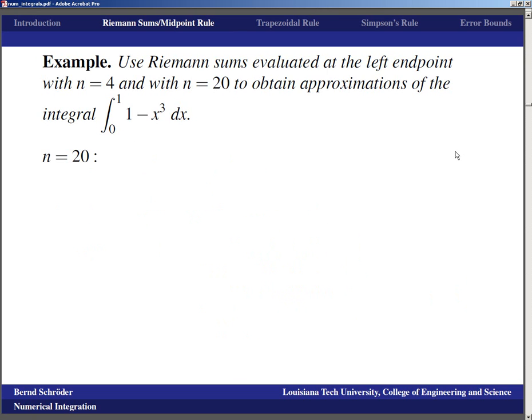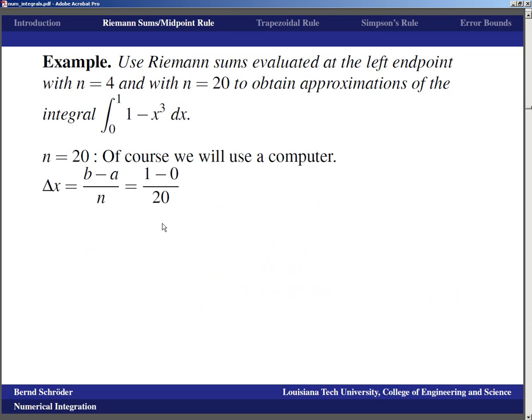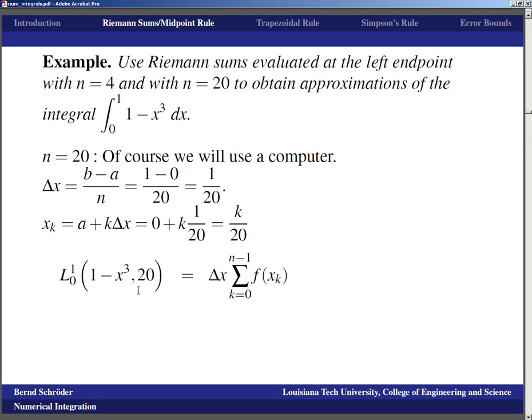Alright, so if we go to n equals 20 rectangles, we're expecting a better approximation, and of course we'll use a computer for that. So delta x is b minus a over n is 1 minus 0 over 20, which is 1/20th. xk is a plus k times delta x, which is 0 plus k times 1/20th, so k over 20. We set up the sum, which is delta x times the sum of the f of xk, which is 1/20th, sum k equals 0 to n minus 1, 19, 1 minus k over 20 cubed, like that.